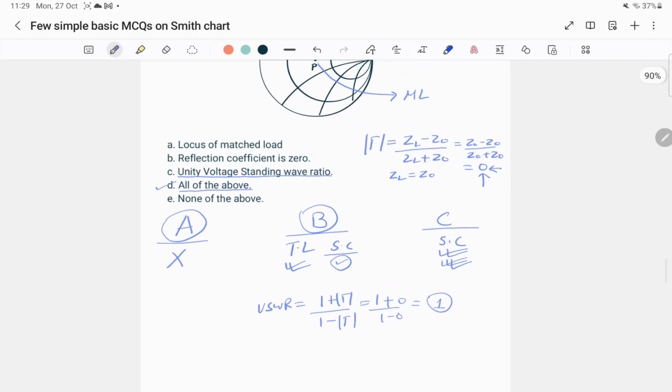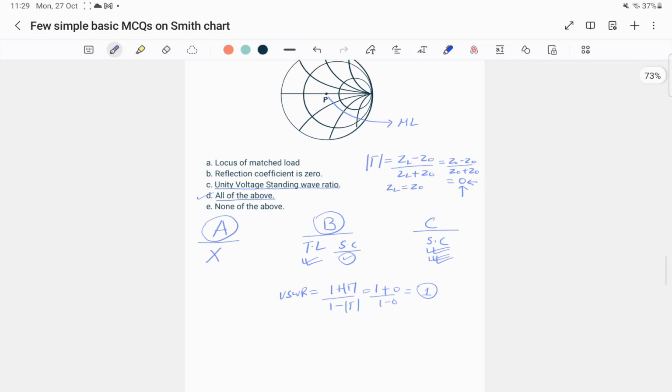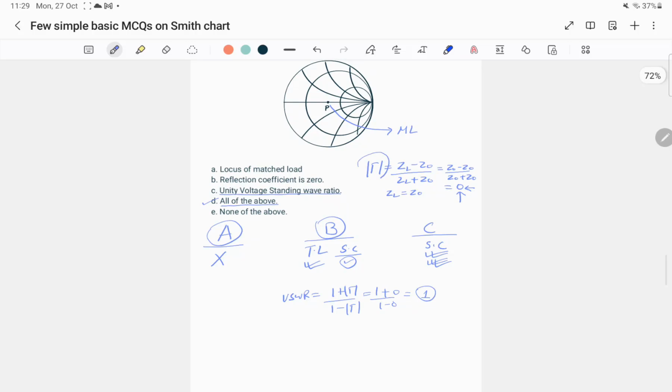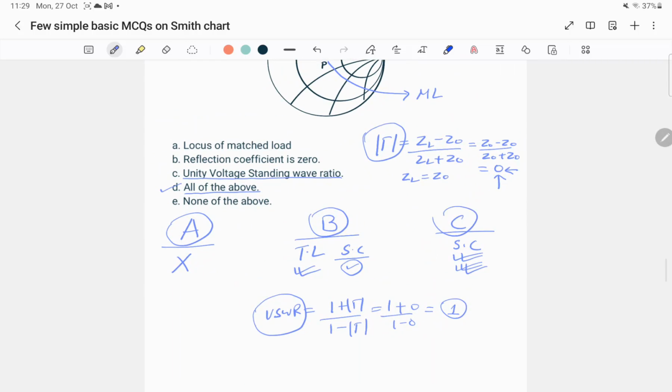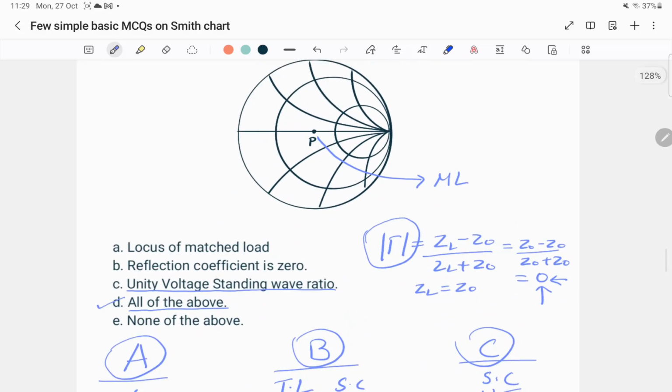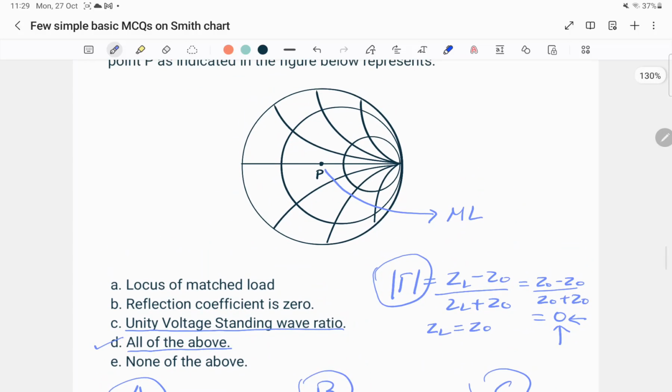Alright, okay. So student B has to solve the formula for reflection coefficient and VSWR in order to find the correct option. Now let's talk about the psychology of student C. Student C, just by looking at the Smith chart, already knows that the point P represents matched load, plus it also represents VSWR equals 1, and it also represents reflection coefficient equals 0.